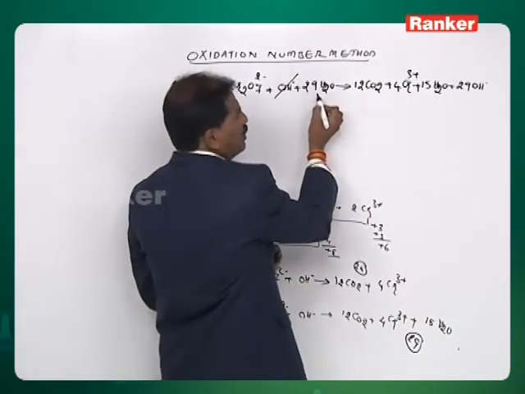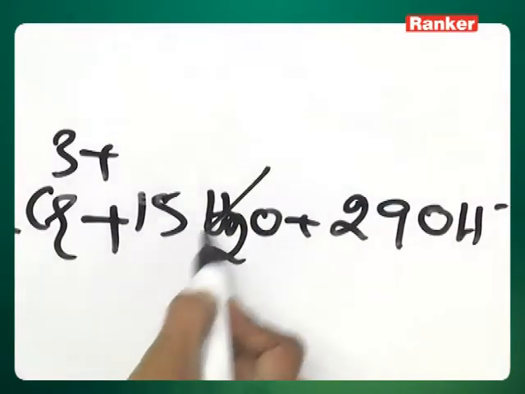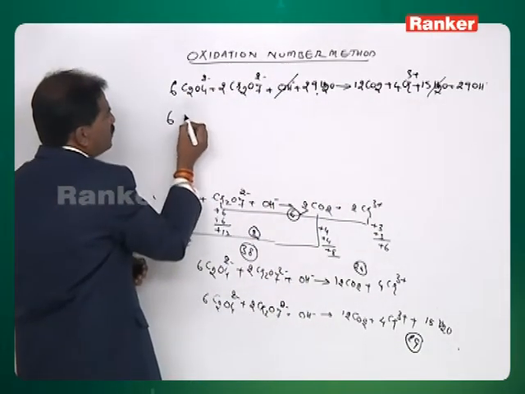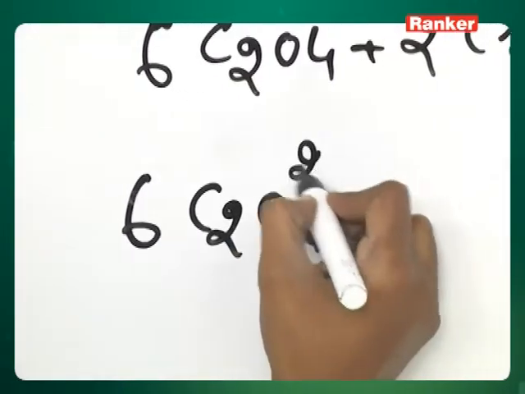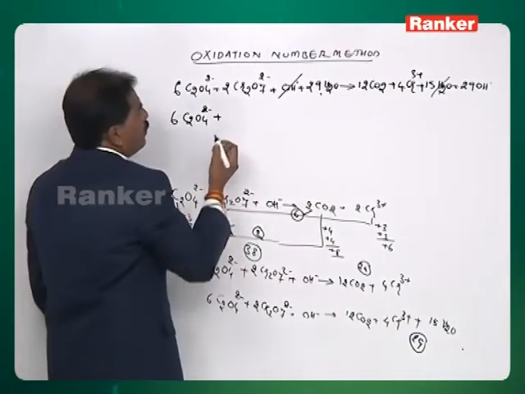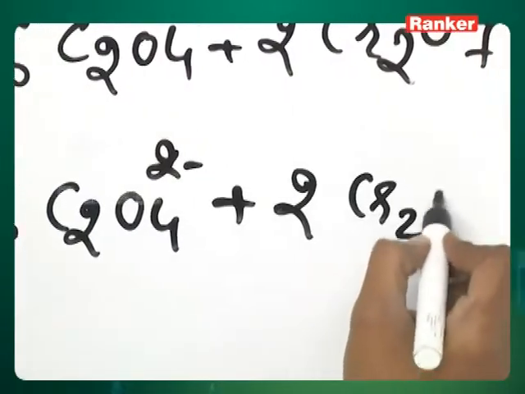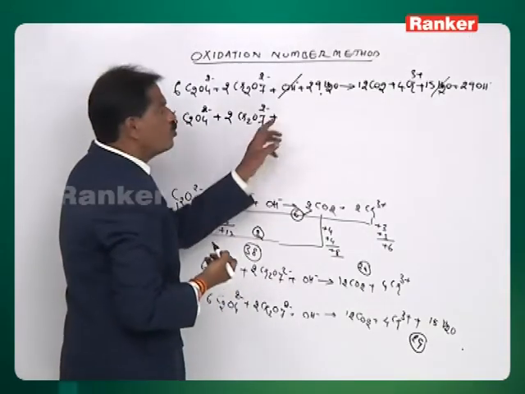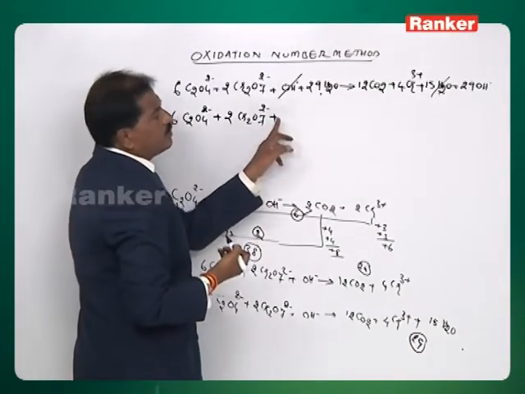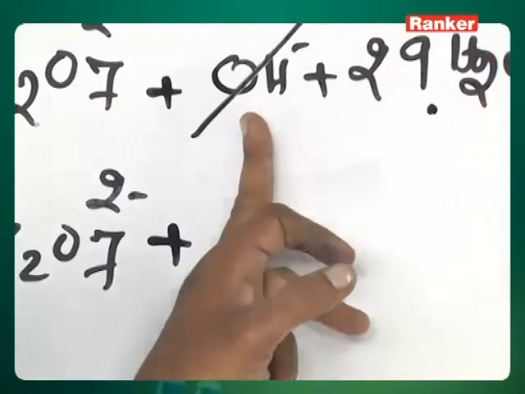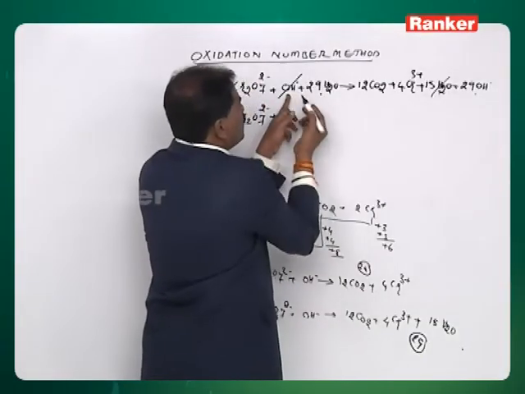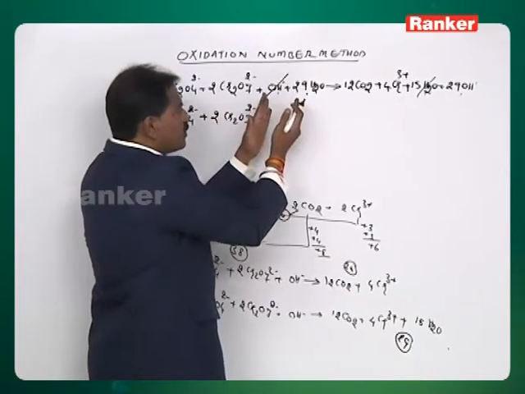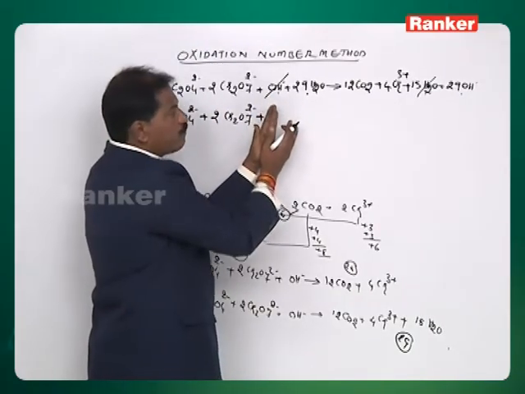Next here 29 H2O, here 15 H2O. From this 15 H2O and here 15 H2O, remove. So the net reaction is C2O4 2 minus. Next 2 Cr2O7 2 minus. Next this side 29 OH groups are present. This OH group is present this side. We have cancelled this OH group. Therefore this side we don't get the OH groups.